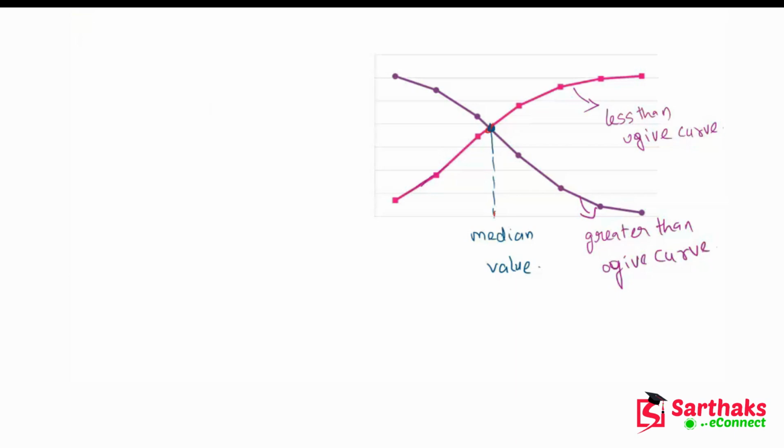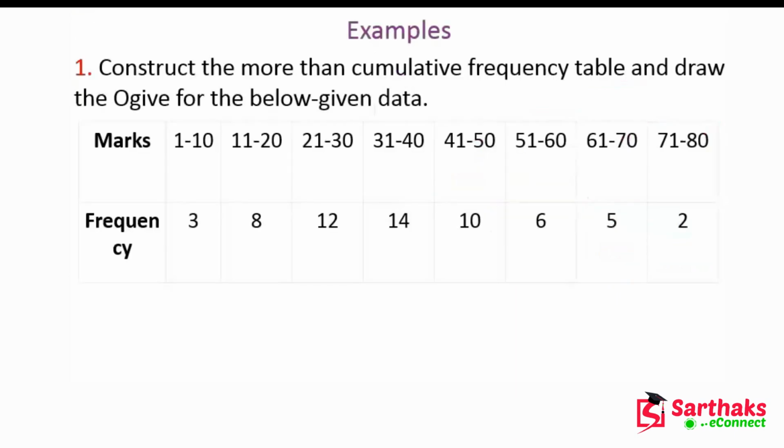So now, my dear friends, let's do some questions. So the question number 1 is: construct the more than cumulative frequency table and draw the ogive for the data given below. Okay, so now we have the table which represents the marks, and this represents the frequencies. So first of all we have to find the more than cumulative frequency.